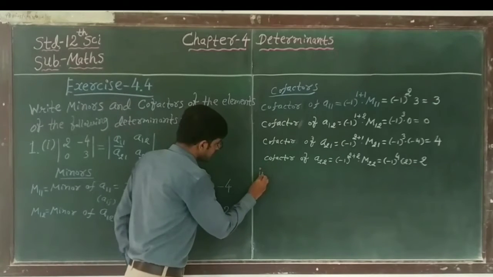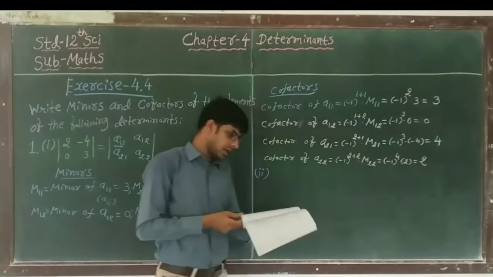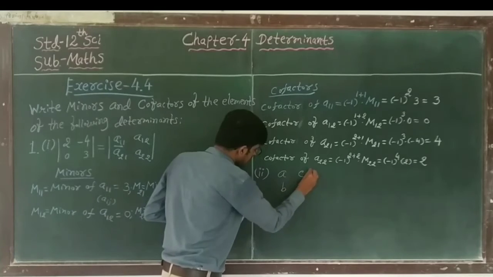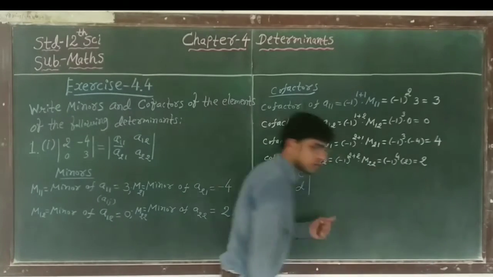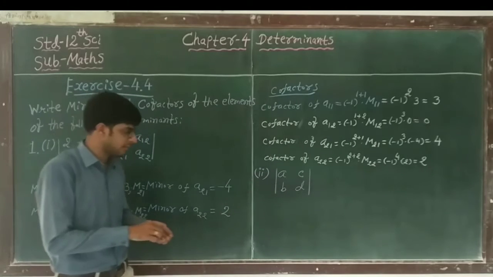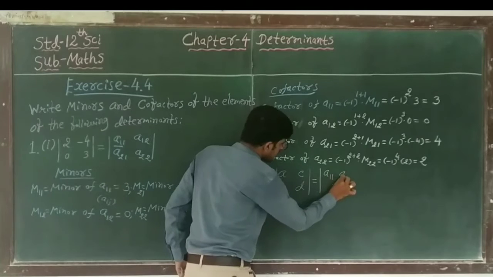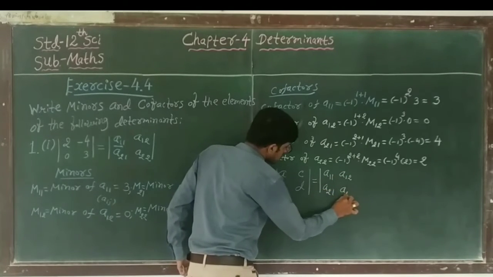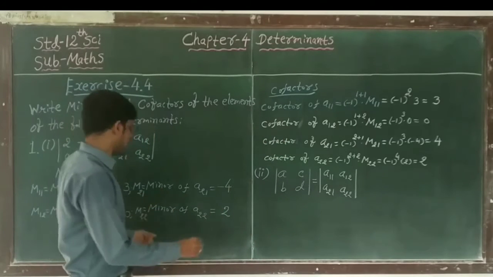Now second question is the matrix with entries A, C, B, D, row wise. Same question, we have to find out minors and cofactors of given elements. So first of all, write down here A11, A12, A21, A22. Now first find out minors.